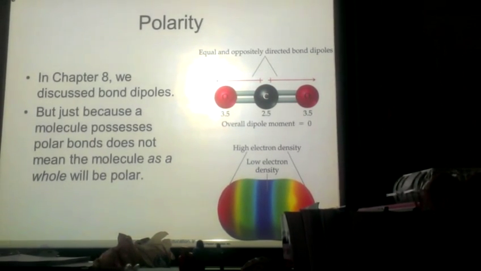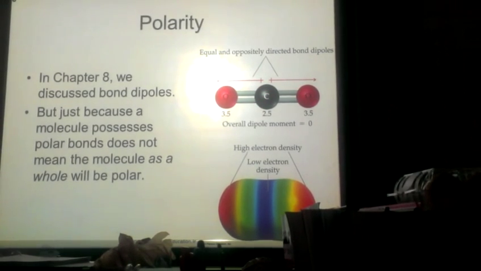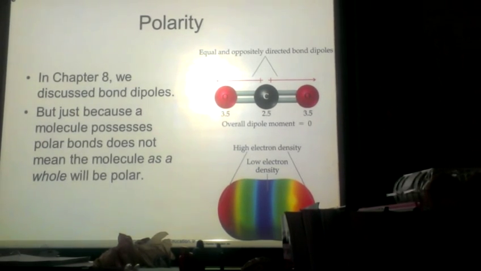Now, the other side will have the exact same one. Because these are equal in magnitude but opposite in their direction, the overall molecule will be nonpolar, and that's because equal and opposite vectors are going to end up canceling each other out.